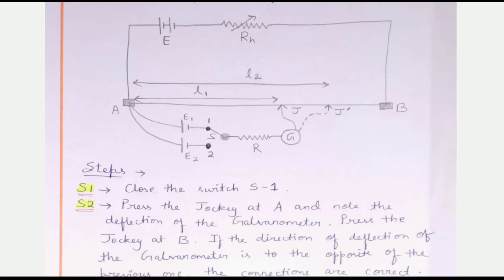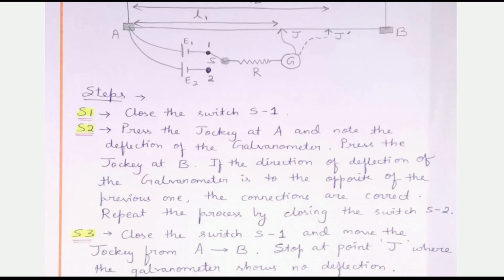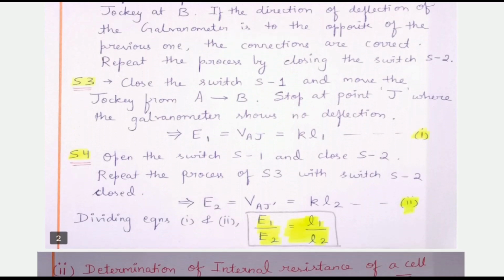How did we get here? By using the working principle, that is, the potential difference across a part of a uniform wire is directly proportional to its length. So potential VAJ will become K times L1. Now, as no current flows through the galvanometer, we can say that VAJ is equal to E1. So no current flows in that part. That implies E1 is equal to VAJ is equal to K L1.